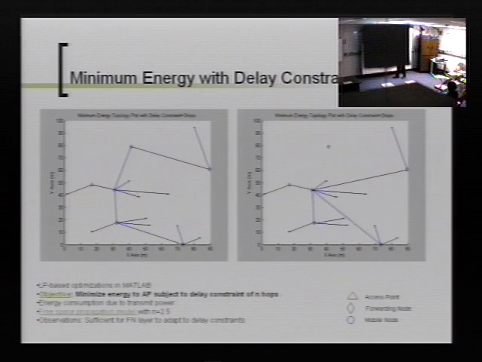So, for example, in this particular case, this mobile node is using a path which has 3 hops: one to this forwarding node, another to this forwarding node, and finally to the access point. But now, when the constraint changes from 3 hops to 2 hops, this is no longer acceptable. So now this mobile node, instead of going through this intermediate forwarding node, goes to the access point directly. So the path has changed from a 3-hop path to a 2-hop path.